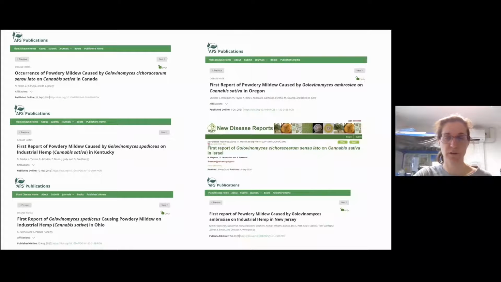You can see here just a couple of publications citing the finding of this fungus. Up in the upper left-hand side, 2018, it was found in Canada, then in Kentucky in 2019, Ohio 2020, Oregon, in Israel, in New Jersey. This is such a cosmopolitan fungus. It's likely to be in all of the places where hemp is being grown.